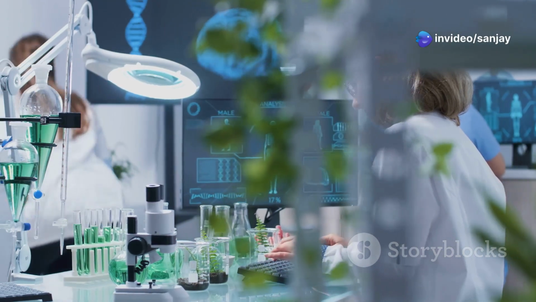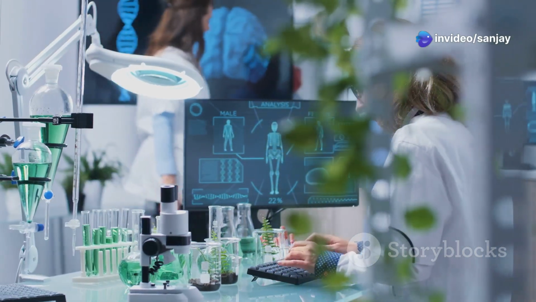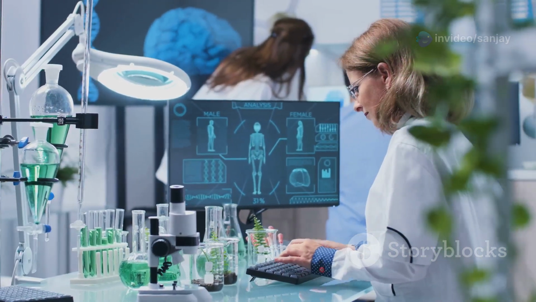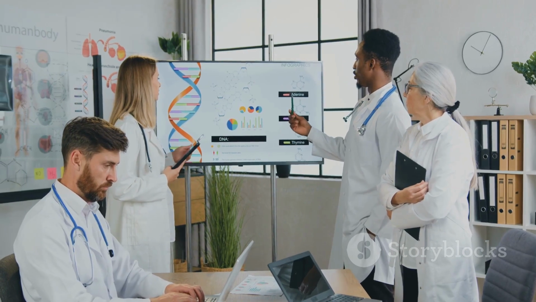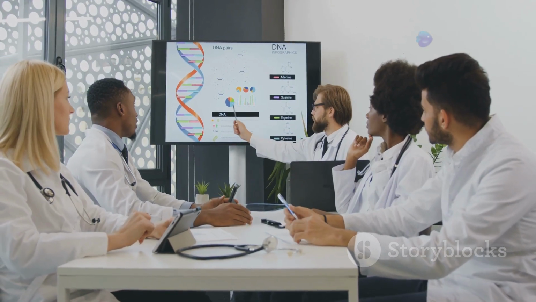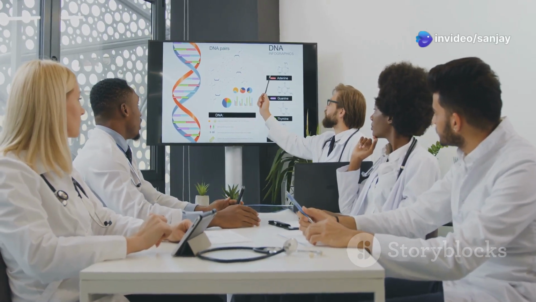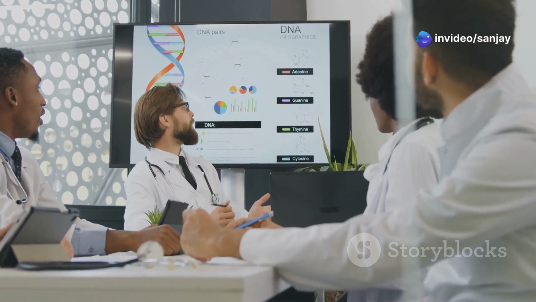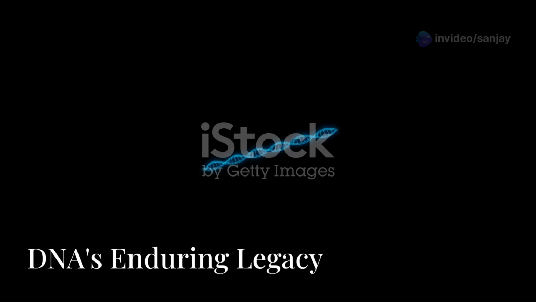Gene editing technologies, while promising, also raise ethical questions about designer babies, unintended consequences, and the potential for exacerbating social inequalities. It's crucial to engage in thoughtful discussions and establish ethical guidelines to ensure that DNA technology is used responsibly and for the benefit of humanity.